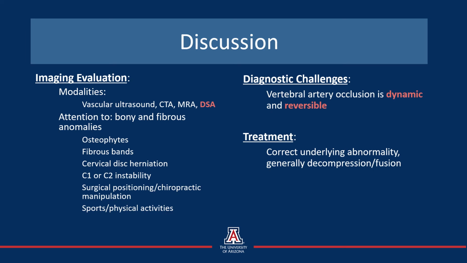Diagnosis of Bow-Hunter's is made challenging due to the dynamic and reversible nature of vertebral artery occlusion, especially in the absence of a discrete dissection. Imaging evaluation can be performed with vascular ultrasound, CTA, MRA, or DSA. The preferred method of diagnosis is DSA, which allows for real-time neck rotational maneuvers to evaluate for vessel compression or occlusion. Both vertebral arteries can also be evaluated simultaneously.